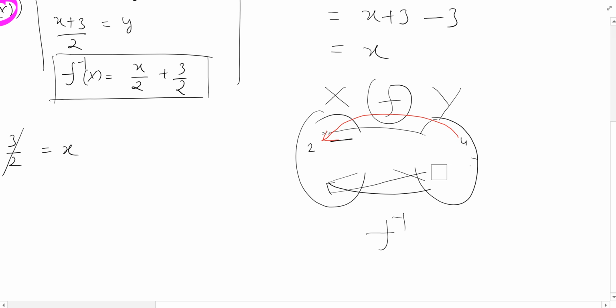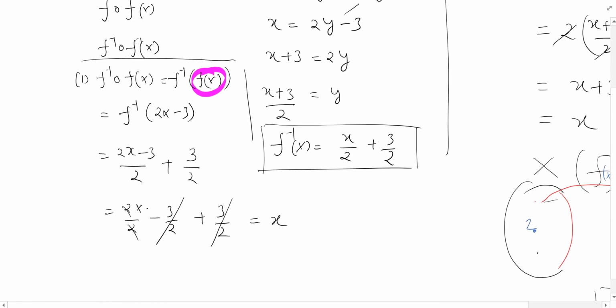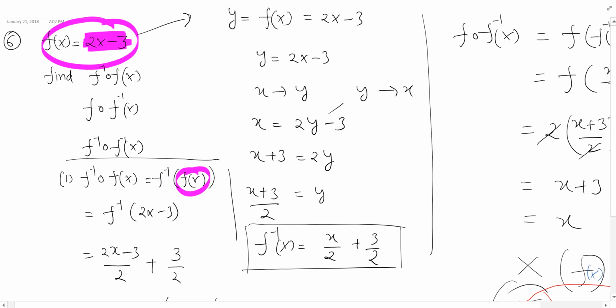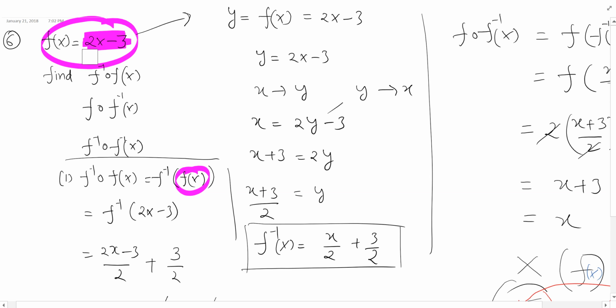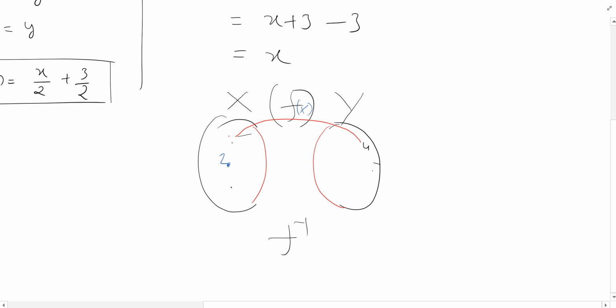Let me do one simple example, because there's a lot of mess. I take some number, let's say this number is 2. When I substitute 2 in f of x, what do I get? My f, I substitute 2 in here. So 2 times 2 is 4. 4 minus 3 is 1. So 2 is related with 1. Now go and substitute the 1 in f inverse, and it's gonna give you the 2 back.